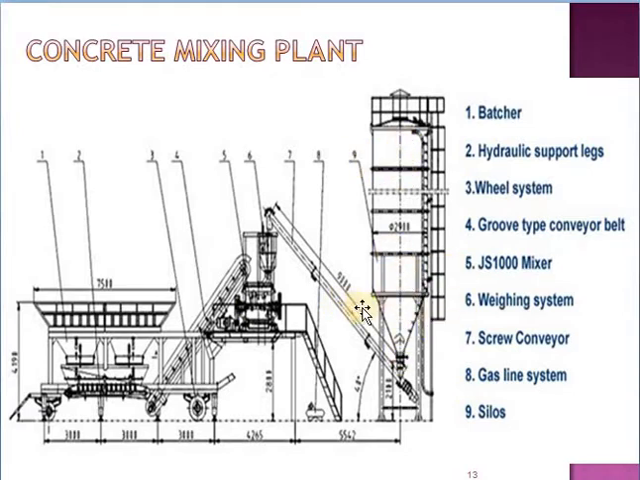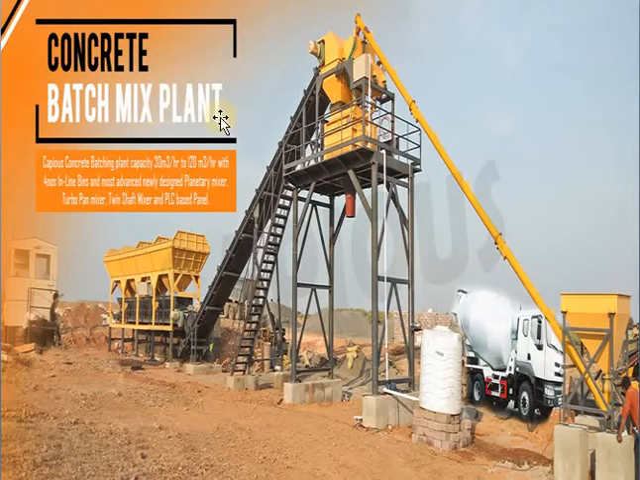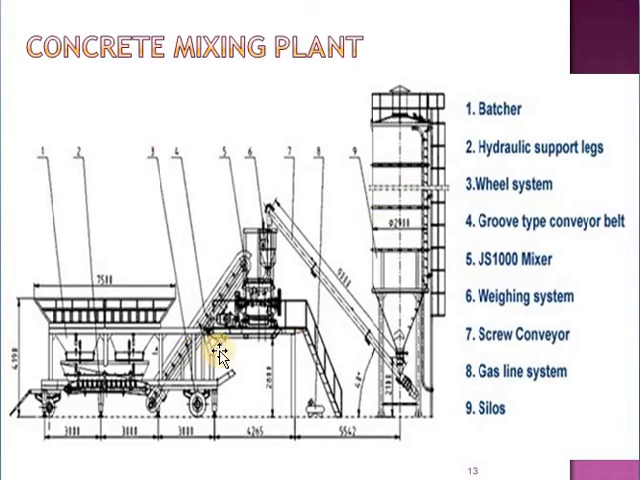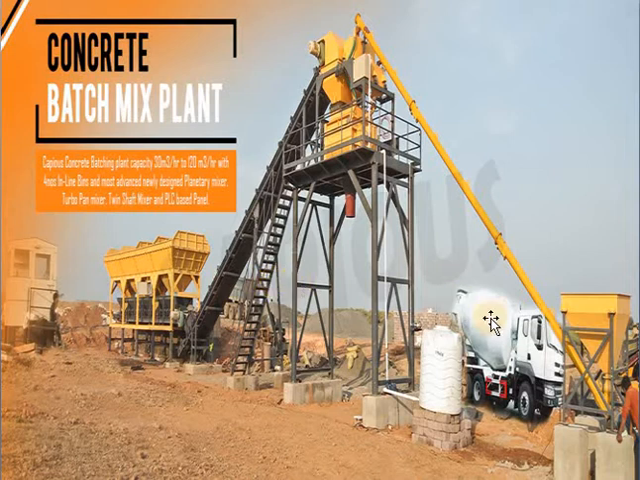So this is a concrete mixing plant which is prepared here, and this is the concrete batch mix plant, where the concrete will be prepared. In this diagram the materials will be prepared and cement will be stored here. Whatever cement has been stored, the concrete is prepared from it here. Under here the transit mixer will be located, and from the top the concrete will be filled.